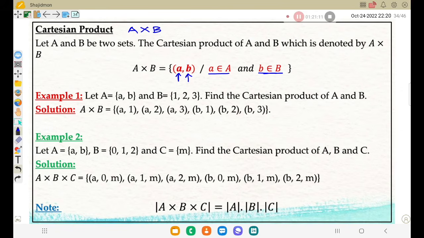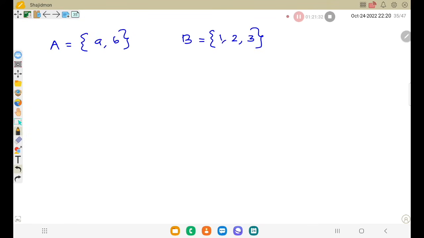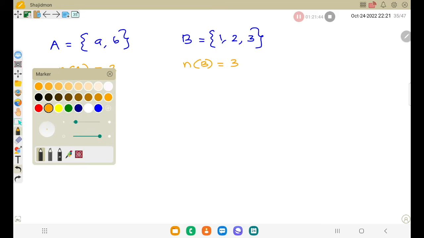Two sets, for example, A equals the set {a, b} and B equals the set {1, 2, 3}. Correct? How many elements are there in set A? Number of elements of A is 2. How many elements in B? Number of elements of B is 3. Now I am going to calculate what A cross B is.